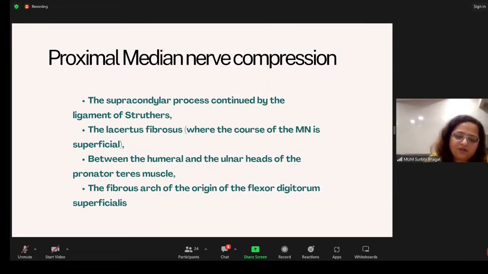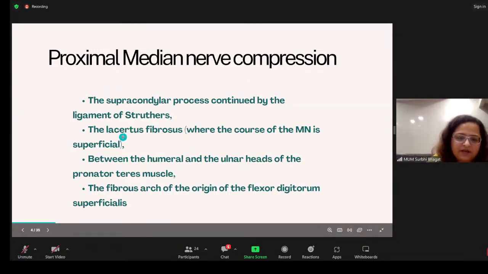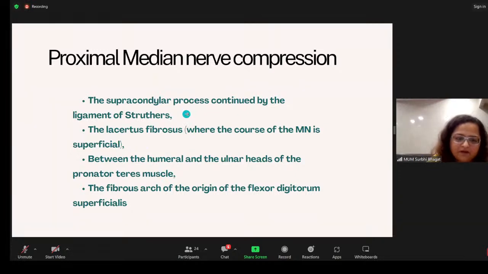Now, when we see proximal median nerve compression, there are 4 areas or 4 points we need to know where the median nerve can get compressed. The first is the supracondylar process. I will show you the diagram later, just to summarize here, where it can be compressed below the ligament of Struthers. Then comes the lacertus fibrosus, which is nothing but the bicipital aponeurosis, where the course of the median nerve is still superficial. Then it goes in the forearm near the elbow joint between the humeral and ulnar heads of the pronator teres muscle, and beyond that in the fibrous arch of the flexor digitorum superficialis muscle.